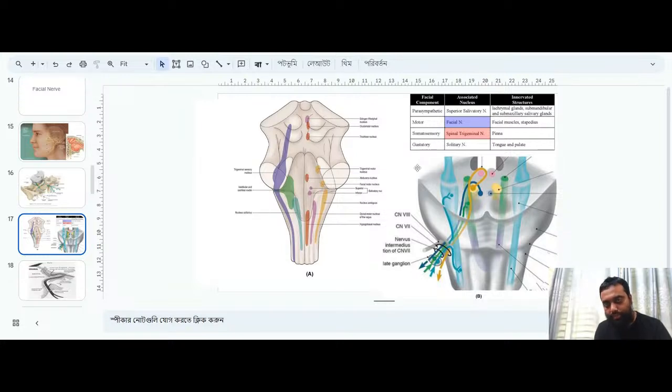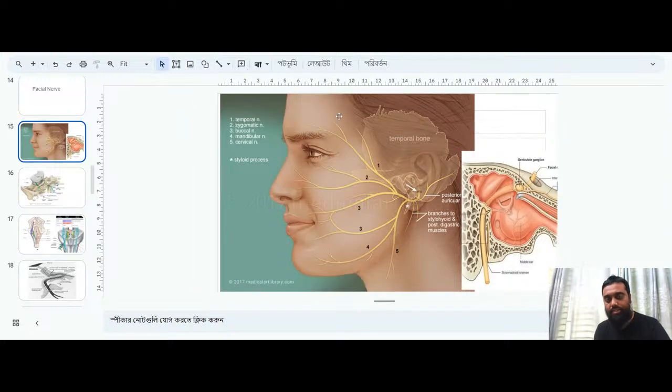there is upper motor type of lesion and lower motor type of lesion, we can see that this nucleus receives the signal from the contralateral side also for this muscle. For this muscle, that means this temporal branch of the facial nerve.